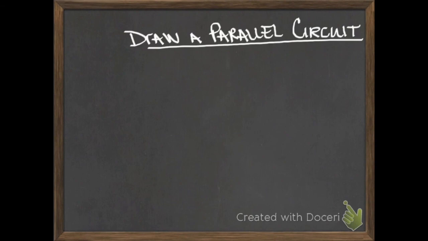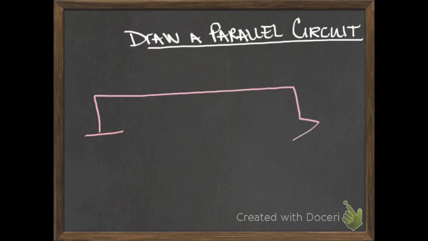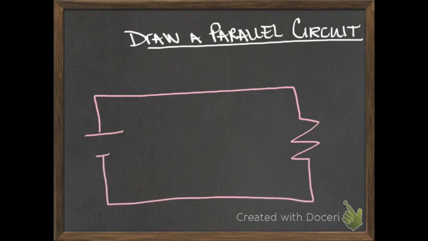Pay attention. We're going to draw a parallel circuit. Start off with our battery. We have to have a battery, or whatever is giving us power; we can call it a battery. Let's make this kind of long, and we're going to put in a resistor over at the end. Bring this down and back around.